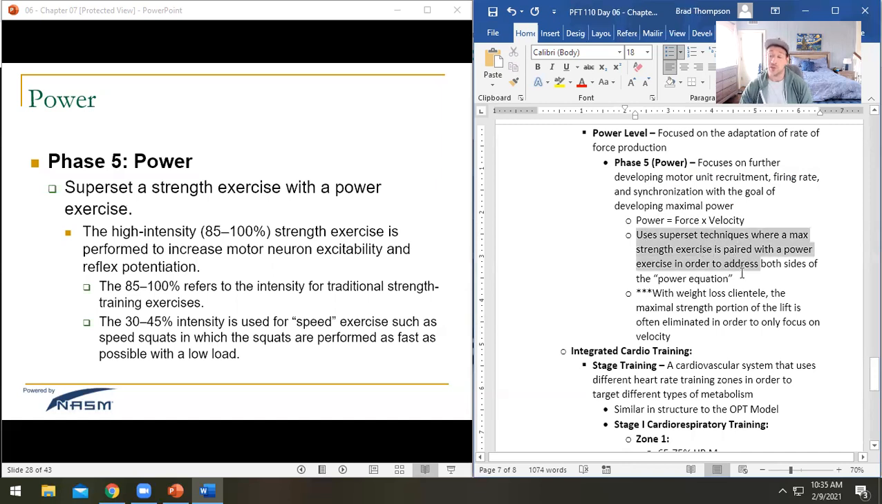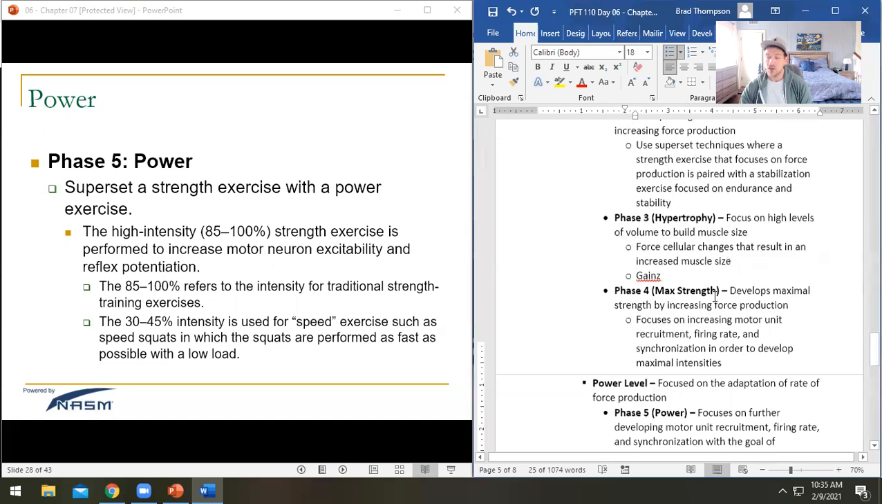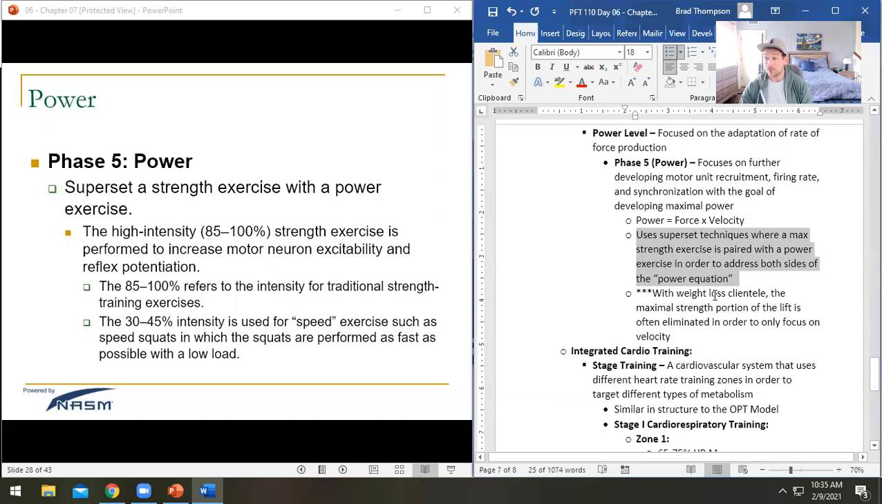So this is where we do a superset technique, kind of similar to strength endurance, right? I would do a heavy barbell squat, rack it, and immediately do 10 squat jumps, or a heavy dumbbell deadlift and then immediately do 10 kettlebell swings, or heavy bench press followed by 10 clap push-ups. Instead of slow, now we're going fast, and that gives me maximal power.